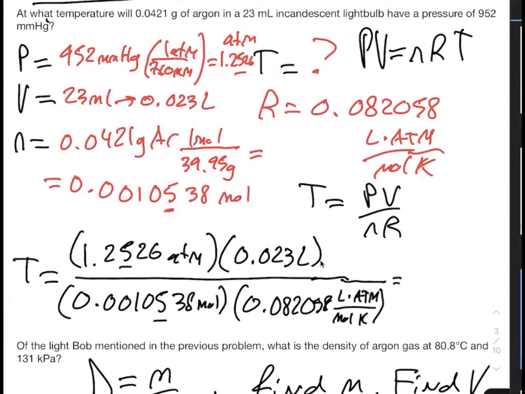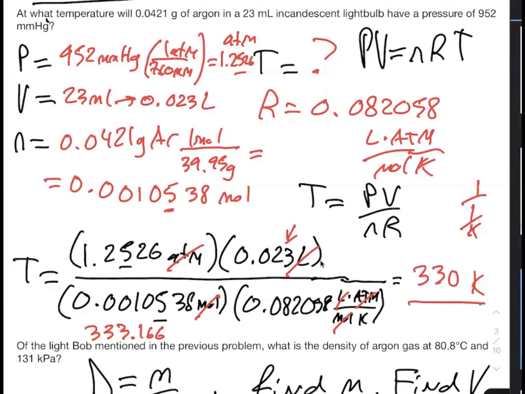So what happens to the units? You guys see this? I have atmospheres on the top, atmospheres on the bottom, liters on the top, liters on the bottom, and moles cancel with the moles in the denominator of the gas constant. What I have is technically 1 over 1 over Kelvin, which gives me Kelvin as an answer. How many sig figs should I have, by the way? Just 2. This volume here limits everything, right? It's 333.166, but with only 2 sig figs, it's going to be 330 Kelvin. So I found the temperature.